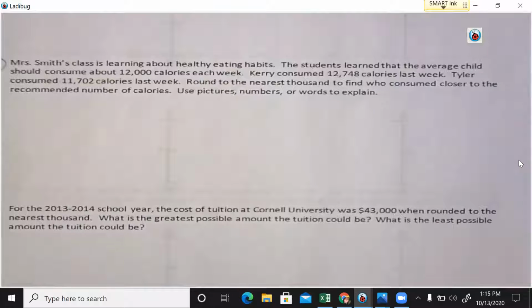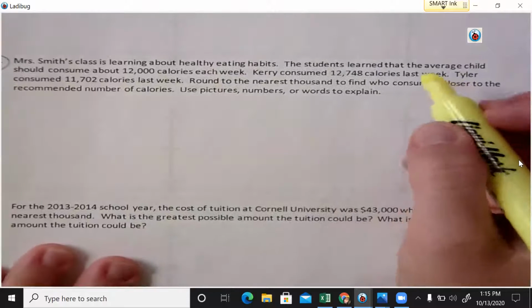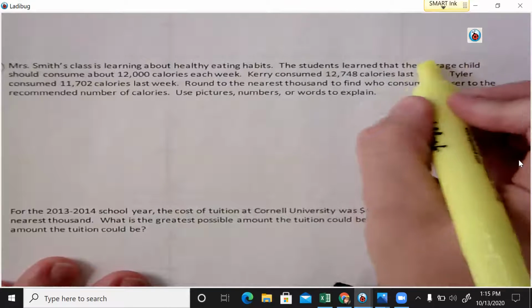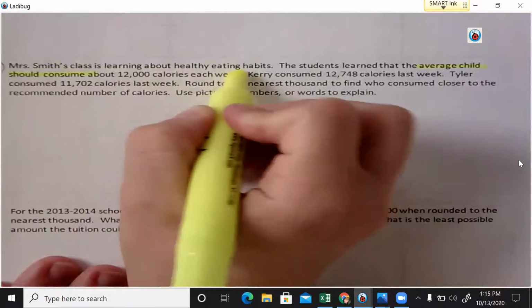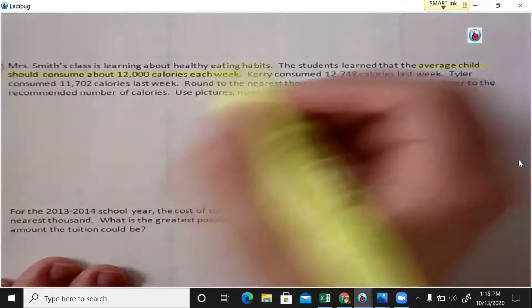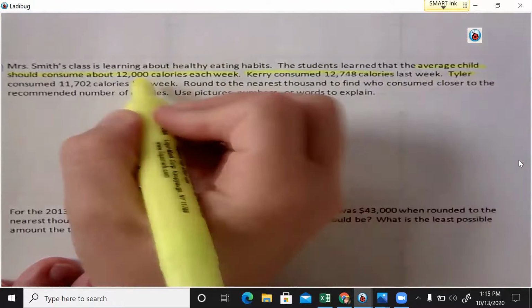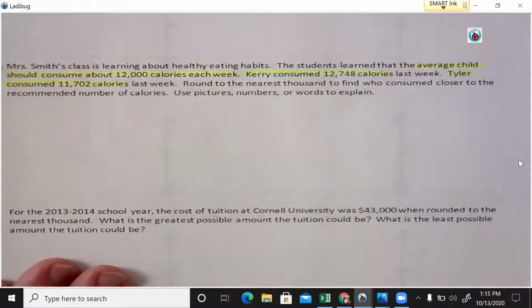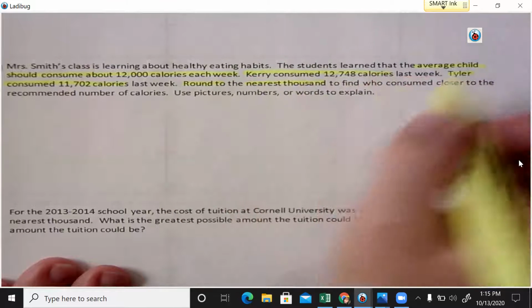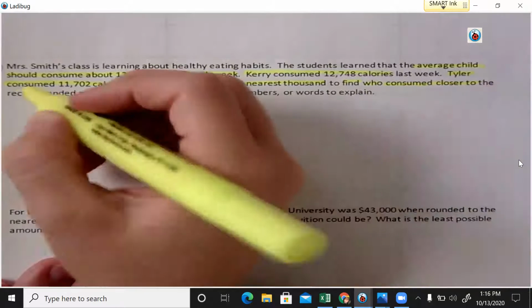Carrie consumed 12,748 calories last week. Tyler consumed 11,702 calories last week. Round to the nearest 1,000 to find who consumed closer to the recommended number of calories. Use pictures, numbers, or words to explain. So if you have a highlighter handy, we're going to use it. If not, just go ahead and underline. We are going to say what is important. Average child should consume about 12,000 calories each week. Carrie consumed 12,748 calories. Tyler consumed 11,702 calories. Round to nearest 1,000, find who consumed closer to recommended number.